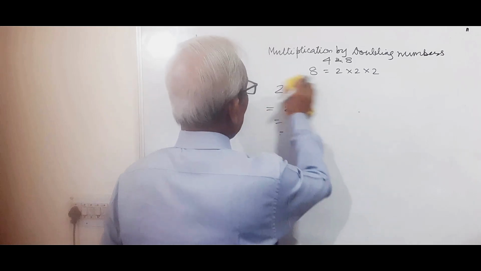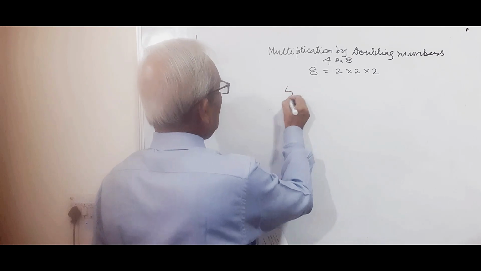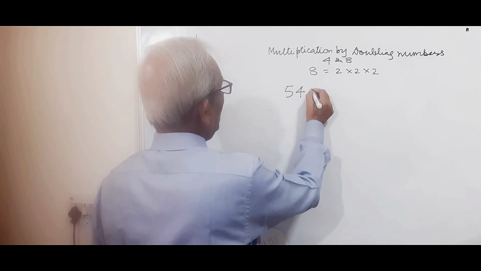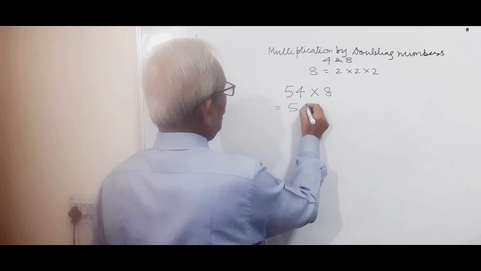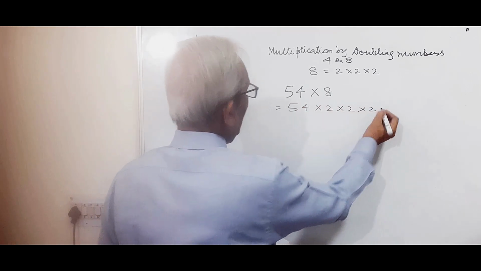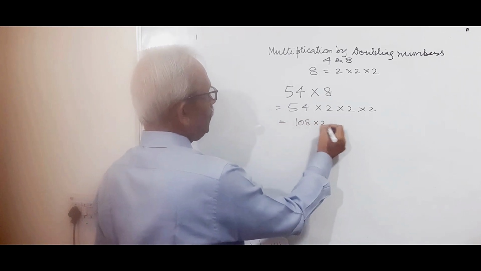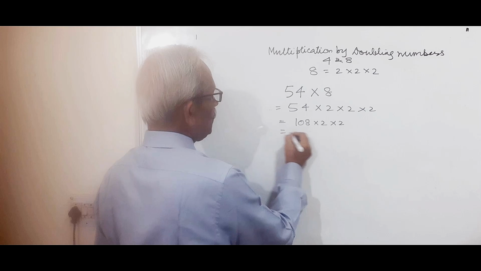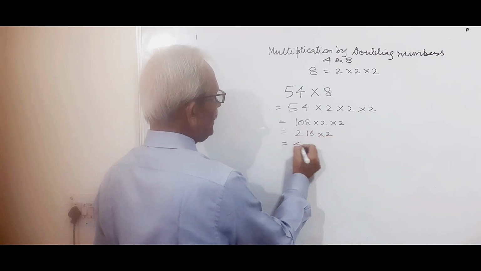I'll take another example here. 54 into 8. So here it is 54 into 2 into 2 into 2, and that's equal to 108 into 2 into 2, which is equal to 216 into 2, which is equal to 432.